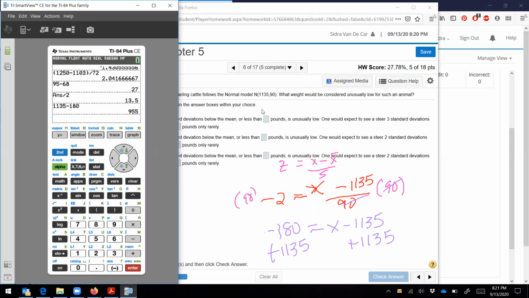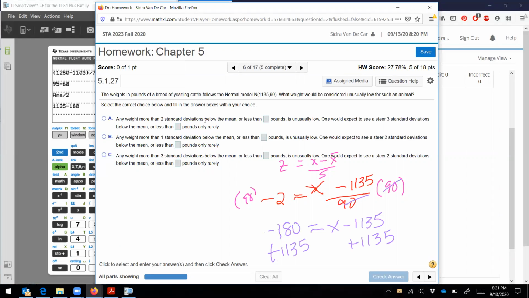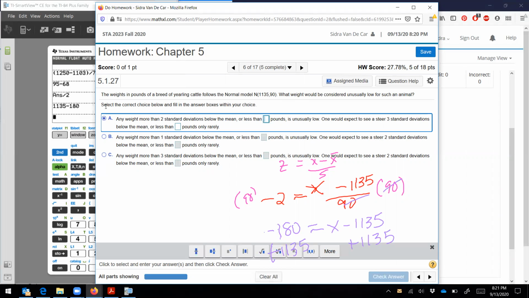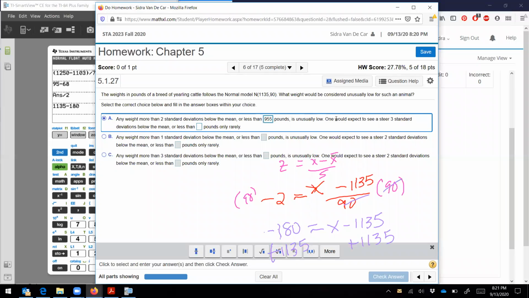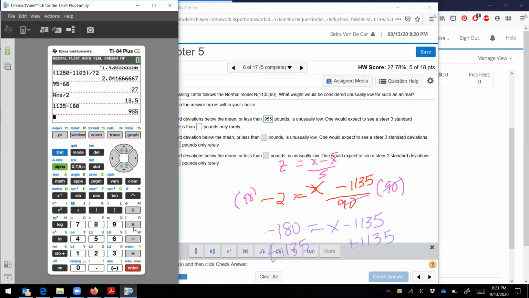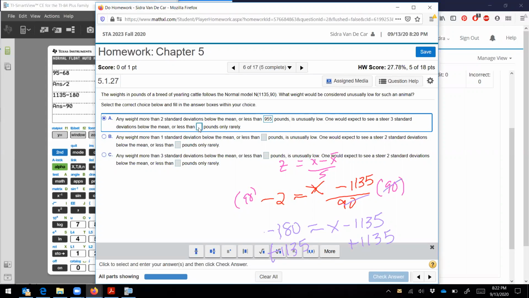And that's 955 pounds. So any weight more than 2 standard deviations below the mean, or less than 955 pounds, is unusually low. One would expect to see a steer 3 standard deviations below the mean, or less than, by the way, since my standard deviation is 90, just subtract 90 from this one more time to get the 3rd standard deviation below. And that's 865 pounds, only rarely.